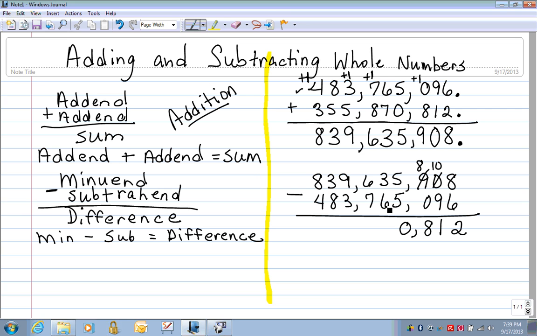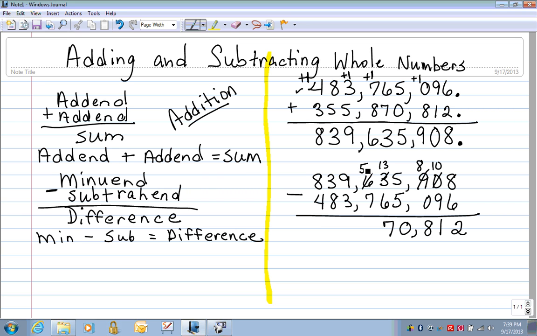30,000 minus 60,000, well, that makes it a little hard. Let's just pretend like it's 3 minus 6. I still can't do that. So I'm going to borrow next door and make this one less. And I'm going to make this number a 13. Now I can subtract. 13 minus 6 equals 7.